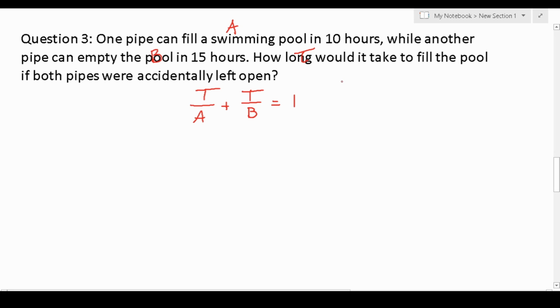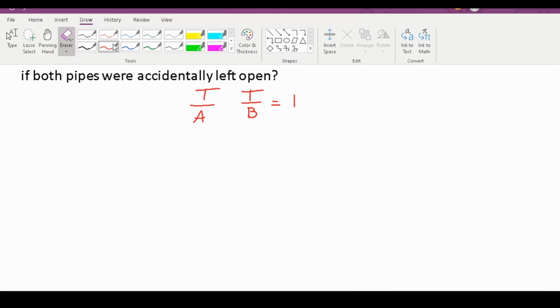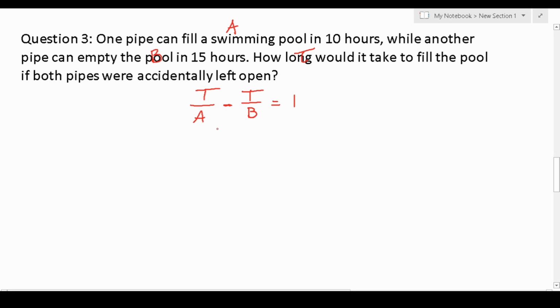That said, in this scenario, we have one pipe filling up the pool and another pipe emptying the pool. So instead of being T over A plus T over B, it should be clear that this has to become T over A minus T over B. Again, this T over A is the pipe filling up the pool, and this T over B is the pipe emptying the pool, or taking water out of the pool. So again, instead of using addition in the generic formula, we're going to rewrite it such that it uses subtraction, which again mirrors what's being asked in this problem.